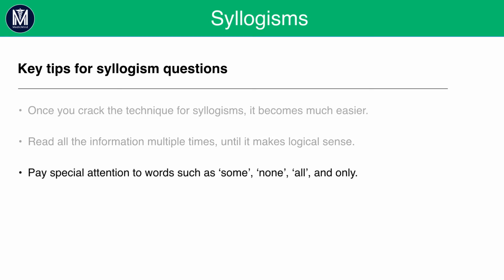You should also pay special attention to words such as some, none, all, and only. As long as you look at these straight away, they will influence how quickly you can answer the question. Because, for example, if you see a statement that says all bananas are elephants compared to only some bananas are elephants, those two mean completely different things. As soon as you spot them, note them down on your whiteboard as soon as possible.